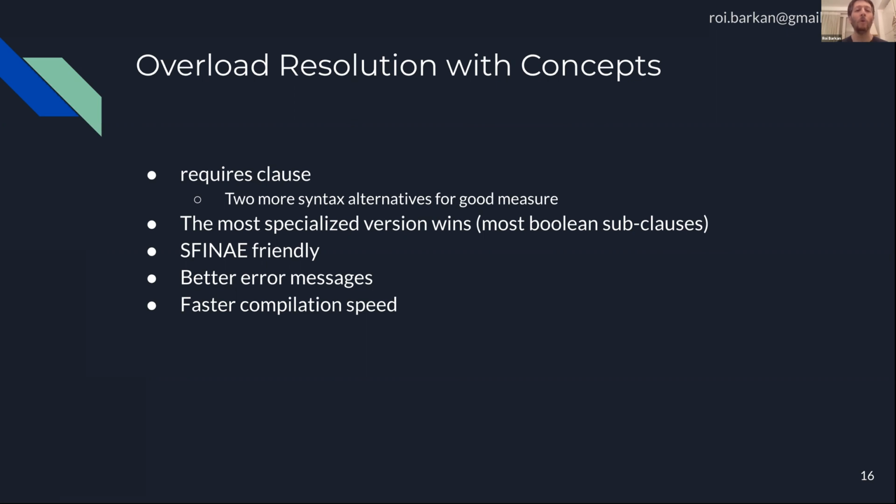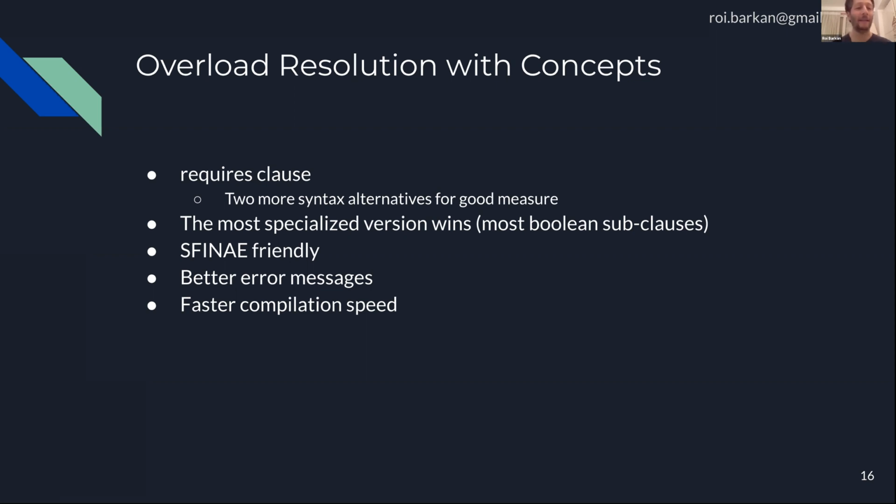And as we mentioned, the most specialized version, the one with the most Boolean subclauses that meets the criteria, is the one that wins in case I have more than one algorithm or more than one candidate for overload resolution for a specific type. This resolution is SFINAE friendly, meaning that if any of the candidates isn't well formed, doesn't compile so to speak, the compiler doesn't see it as an error. It just removes that alternative from the overload set, and whichever alternative is left is the one that will be used.